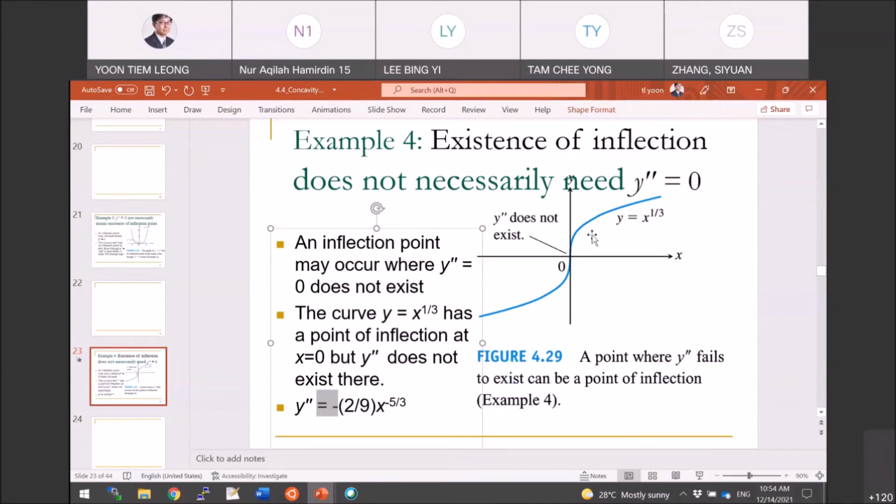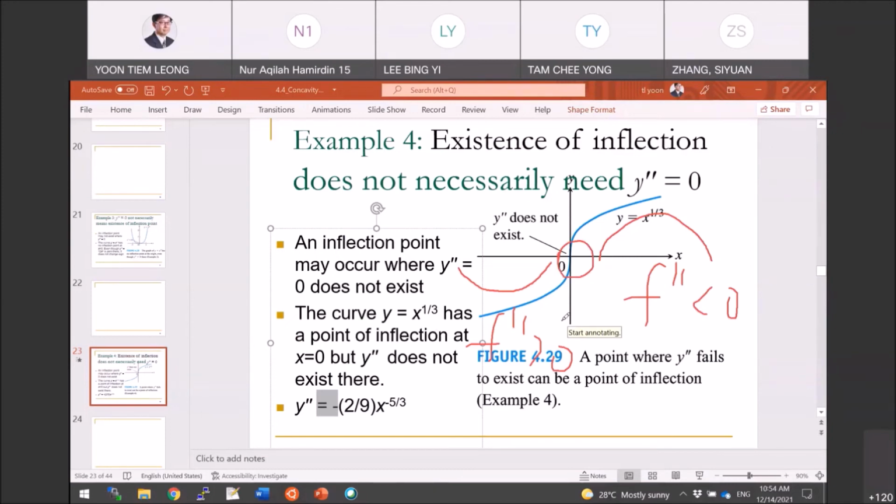So y prime prime negative means when x is larger than 0, the graph has a negative concavity. So it looks like a bowl. Let me draw it here. It looks like a bowl where the face is facing down. Therefore, this is a negative concavity. On the left-hand side, it's a bowl where the face of the bowl is facing up. That's how I used to remember whether it's concave up or concave down. So here you have a concavity which is up because f prime prime is positive. Here f prime prime is negative. Obviously there's a change of sign at this point.